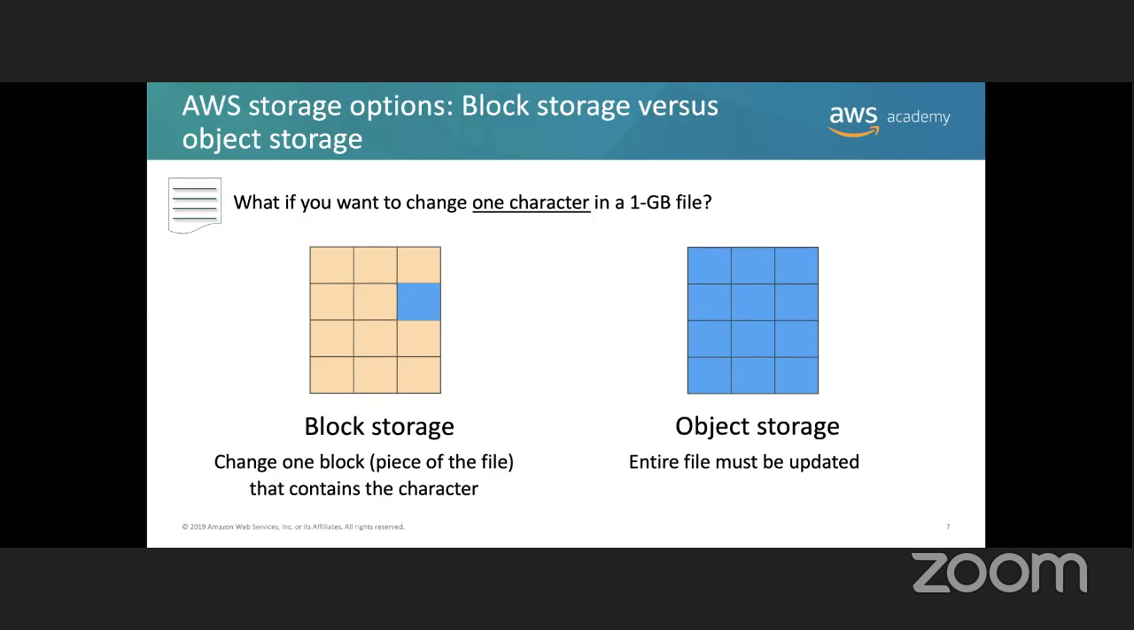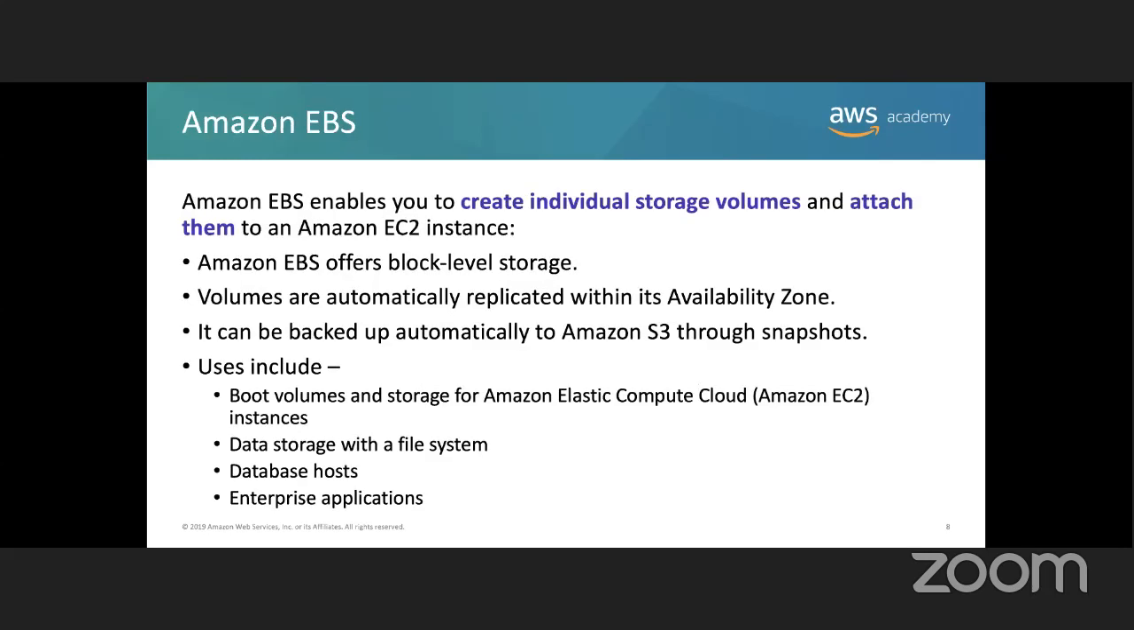So that's one of the major differences between the two of them. Amazon EBS enables you to create individual storage volumes and attach them to an EC2 instance, right? Amazon EBS offers block level storage. Volumes are automatically replicated within its availability zone, okay? S3 is also highly available as well, okay? It can be backed up automatically to Amazon S3.